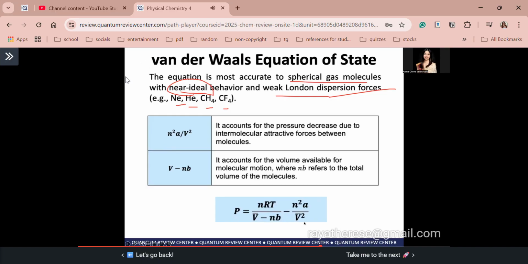Again, this expression here, N squared A over V squared, it accounts for the pressure decrease due to the intermolecular attractive forces between molecules. So guys, diba? Again, we now take into account the IMFAs between molecules. So when they interact, guys, pag nag-attract sila with each other, the pressure decreases.